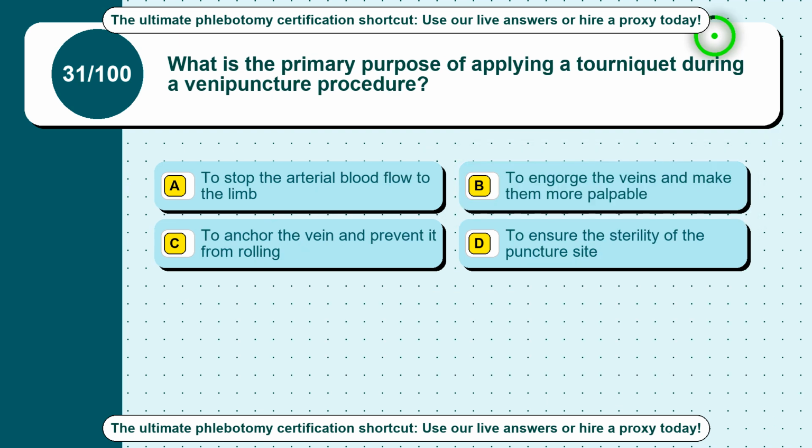Question 31. What is the primary purpose of applying a tourniquet during a venipuncture procedure? Option A, to stop the arterial blood flow to the limb.